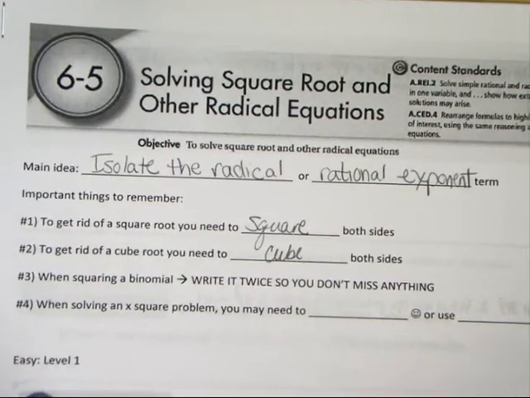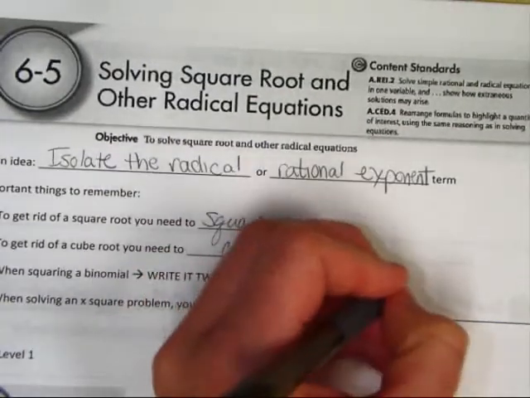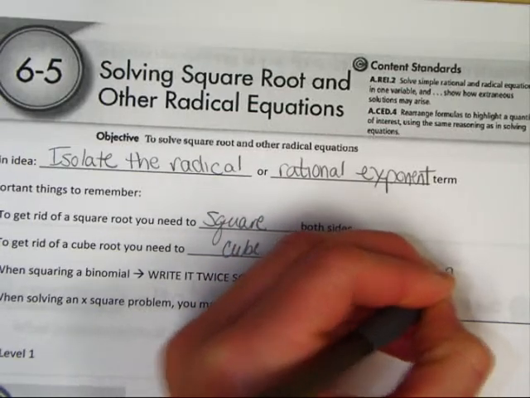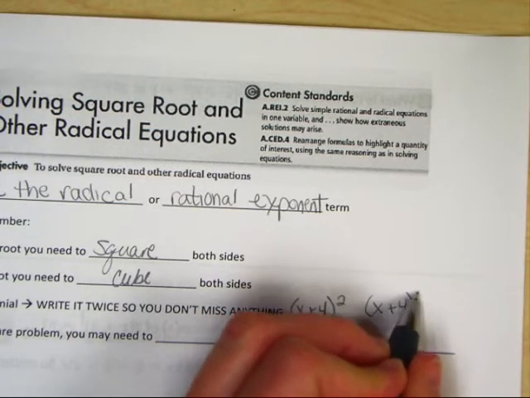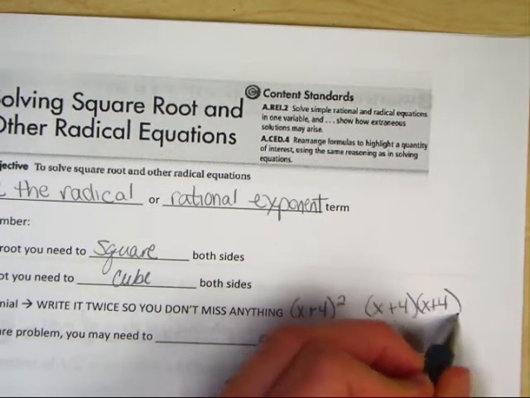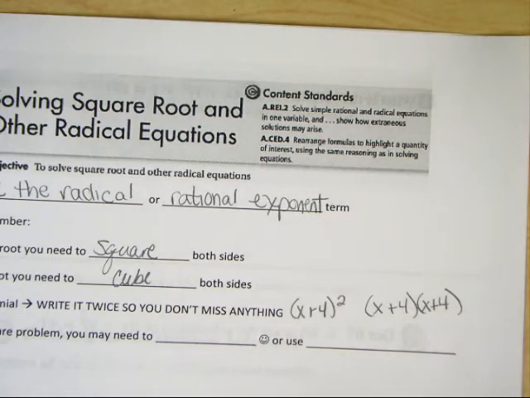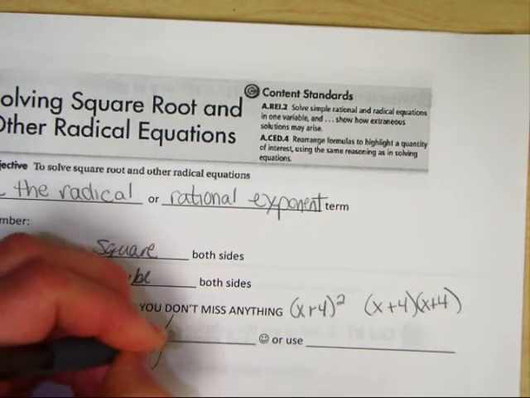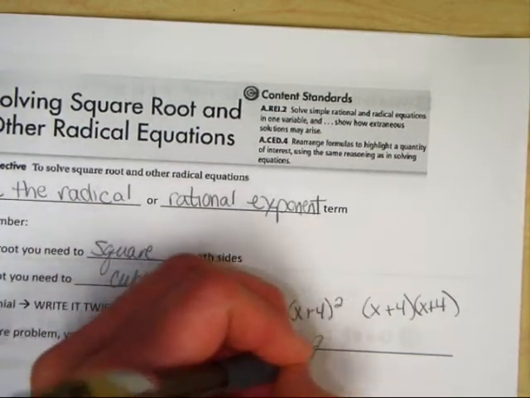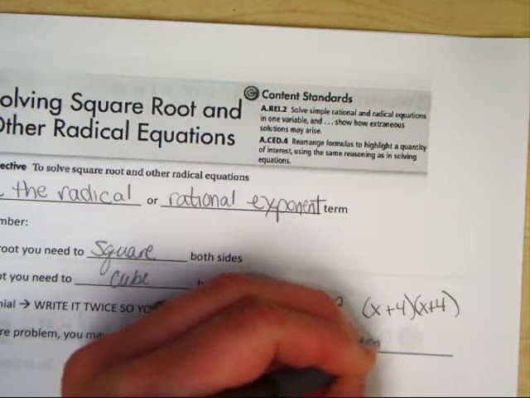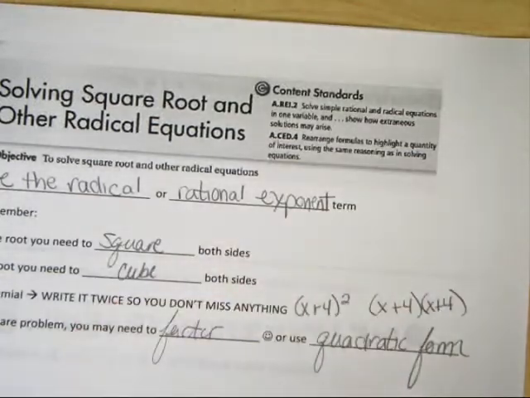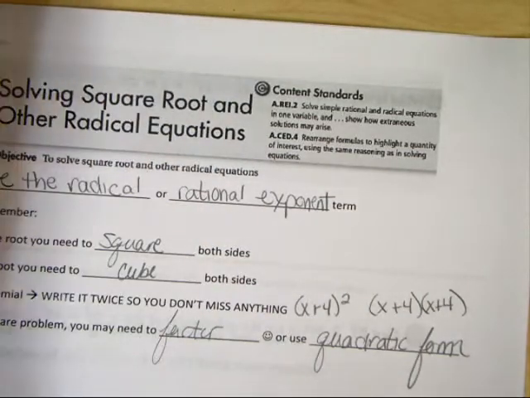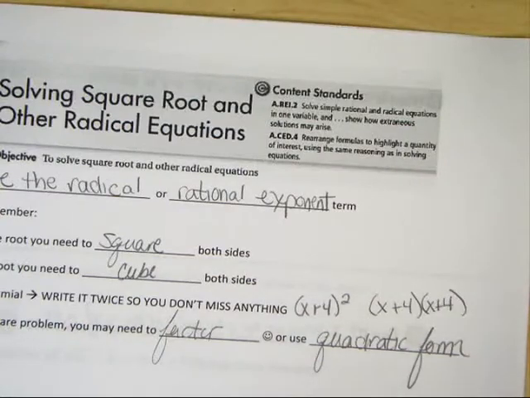When squaring a binomial, make sure you write it twice so you don't miss anything. For example, if you have x plus 4 to the quantity squared, make sure that you make that x plus 4 times x plus 4 so you don't mess anything up. Number 4, when solving for an x squared problem, you might need to factor or use the quadratic formula. Now, if you don't want to use the quadratic formula and you don't want to factor, that just means you'll have to complete your square.